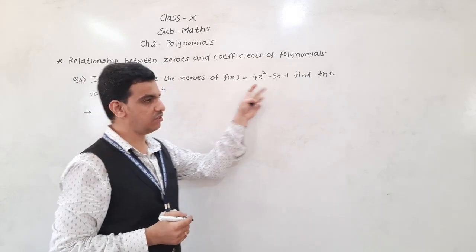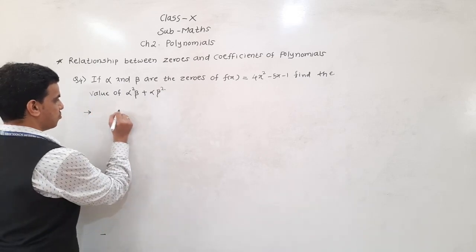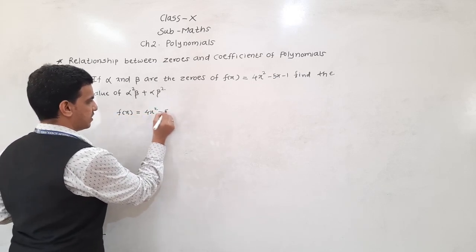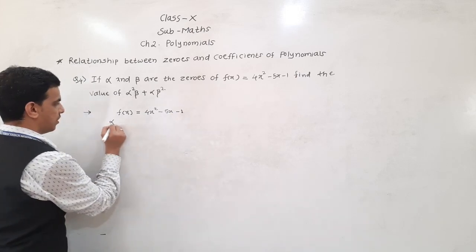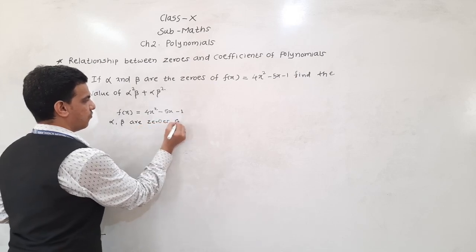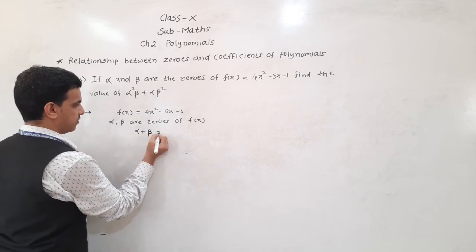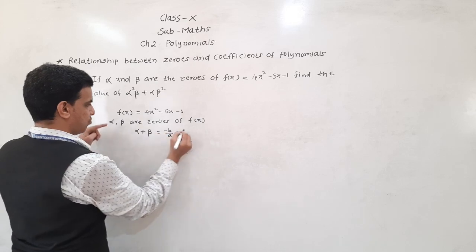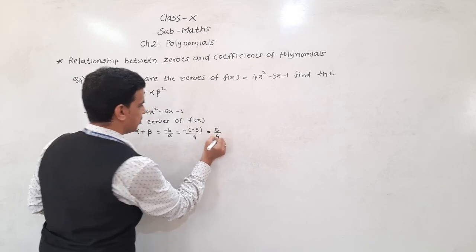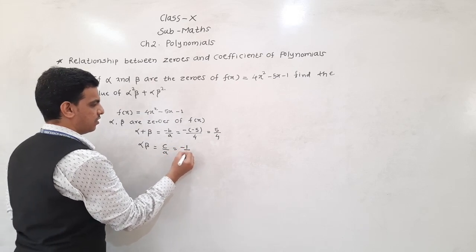square minus 5x minus 1, find the value of alpha square beta plus alpha beta square. Okay, so first you have to write the given quantities, that is f x is equal to 4x square minus 5x minus 1, alpha and beta are zeros of f x. Then we have to find first alpha plus beta, that is minus b by a. So minus of minus 5 upon 4, that is 5 by 4, and alpha into beta is equal to c by a, that is minus 1 upon 4.